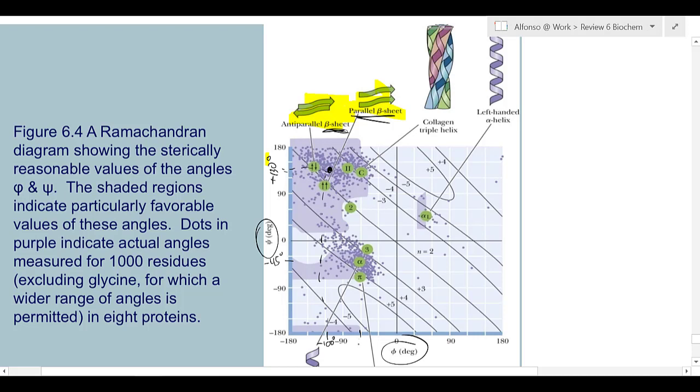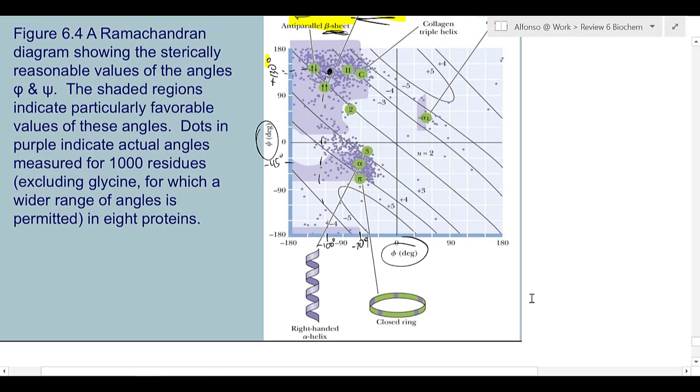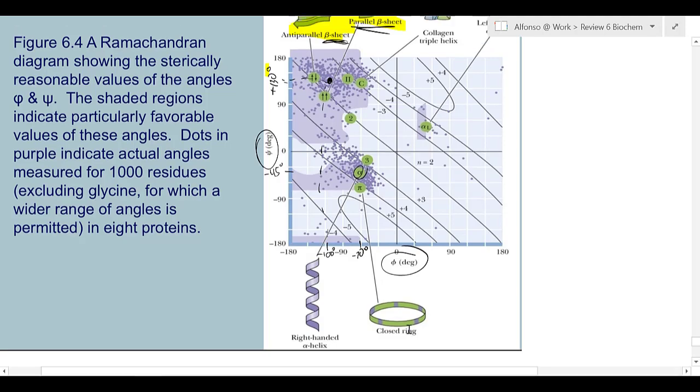Okay, what if you have about negative 45 degrees for psi and about, no, that should be negative, we'll say negative 70? What structure are you most likely to have? You're most likely to have a right-handed alpha helix or a closed ring. Does that make sense? Yes. So a Ramachandran plot is not something that you have to make. It was just an analytical tool that helped them find out, hey, this is why we have beta sheets and this is why we have alpha helices, because of their angles. Does that make sense? A little more? Okay, so don't worry, you won't have to make a Ramachandran plot.